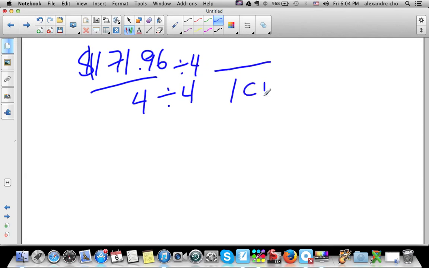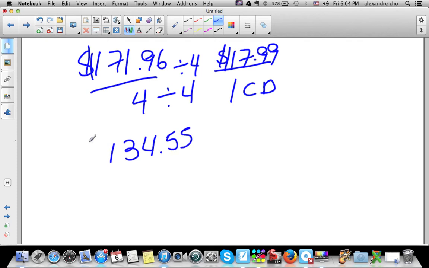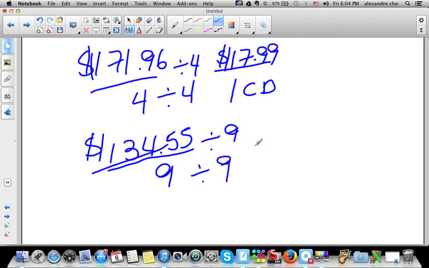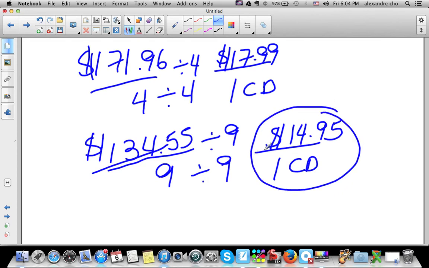So one CD costs you $17.99. And the second one, you pay $134.55 and you buy 9 CDs. So you want the cost per CD, divide that by 9, and that by 9 as well. And in this case, one CD costs you $14.95. So the better deal is to buy this set over here, 9 CDs for $134.55, because you get a better deal per CD.